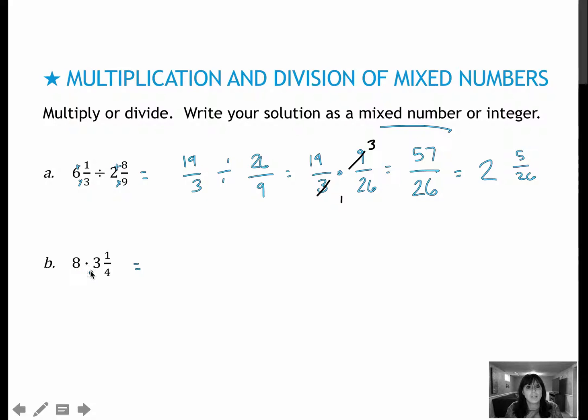For my second one, I have 8 over 1, and then again this is already multiplication, so 3 times 4 is 12. That makes 13/4. I like to reduce first, so I'm going to reduce the 4 and the 8, and that leaves me with 2 times 13, or 26, over 1 times 1, which just leaves me with 26.